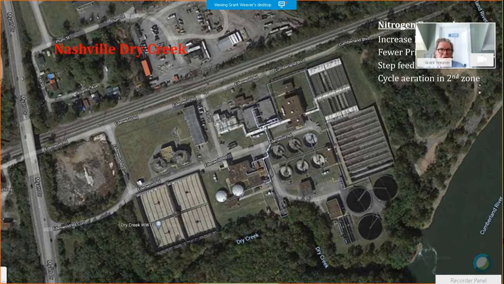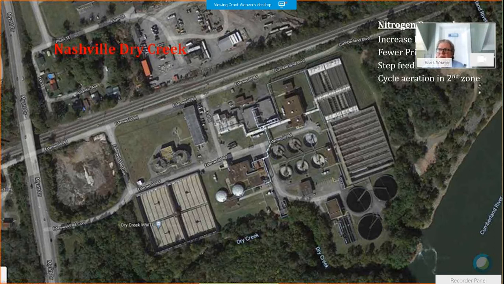Now, what I've seen, and there's always exceptions, is the vast majority of facilities that create a low oxygen environment as well as a high oxygen environment typically have fewer filaments. As designed at the Dry Creek plant, it selects against the high dissolved oxygen filaments by having that selector zone with no air. And then any low oxygen filaments are selected against because the rest of the tank has a lot of air.